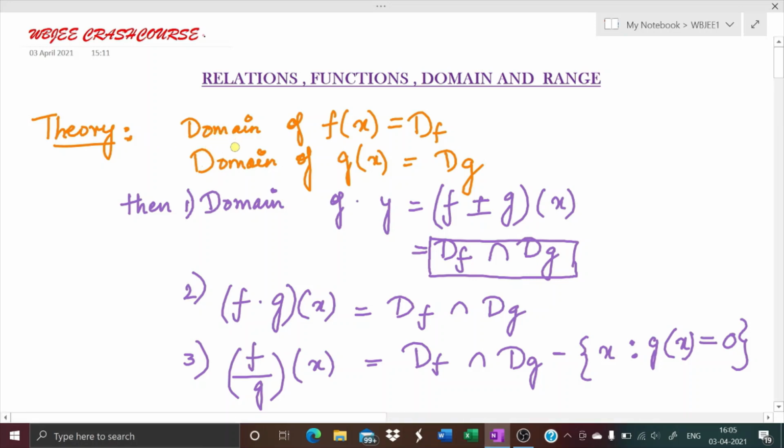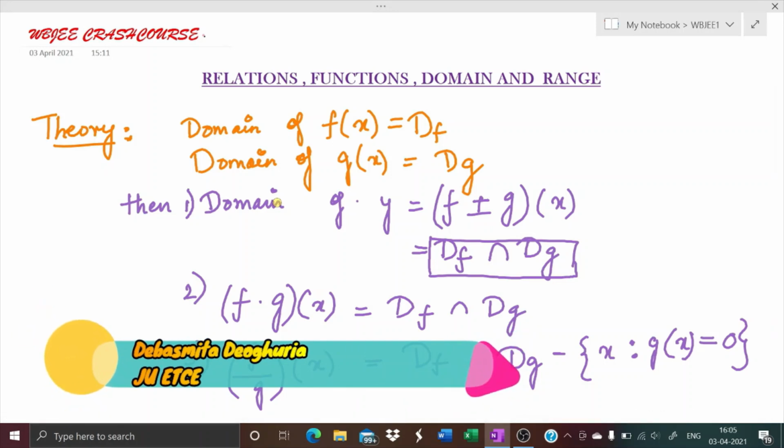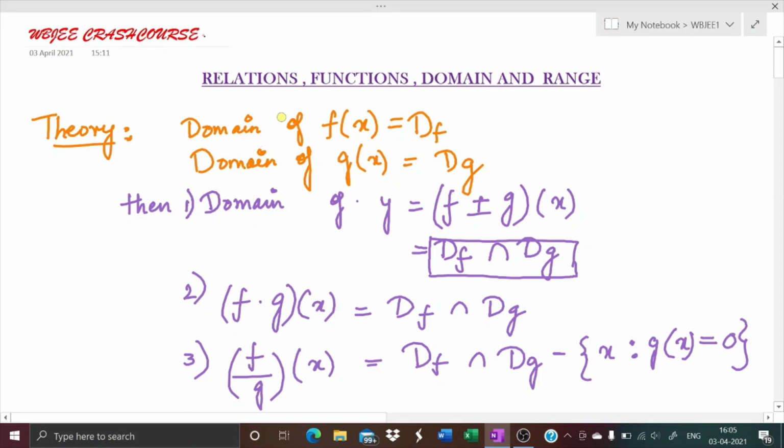Okay, so first I will discuss a bit of theory with you, and then I will do few questions, and some questions are also from your previous year WebG papers. Okay, so first take a quick review of the theory. Now you see, we will be doing questions on relation, functions, domain and range.